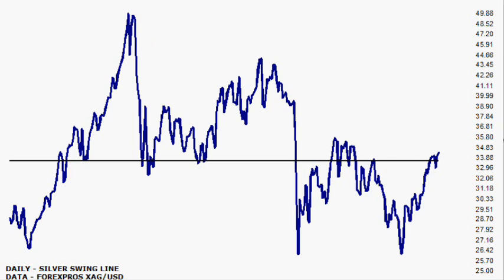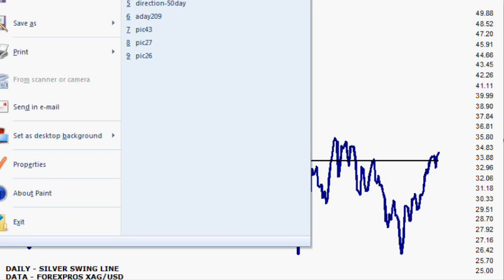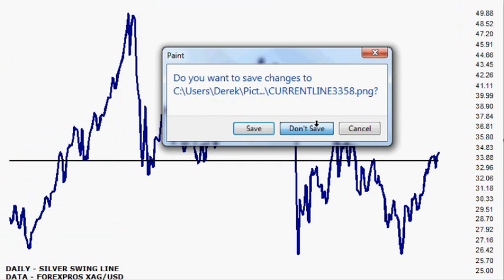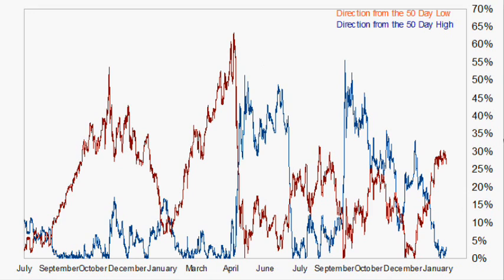And we'll now finish off this first part within a chart I haven't done in quite some time, which is a direction from the 50-day low and 50-day high. In fact, this chart is over 10,000 periods going back to the time frame of July 2010. So it's going back a decent amount of time.